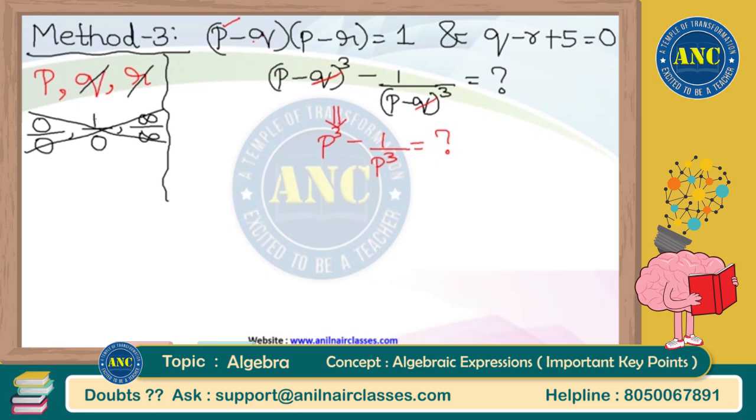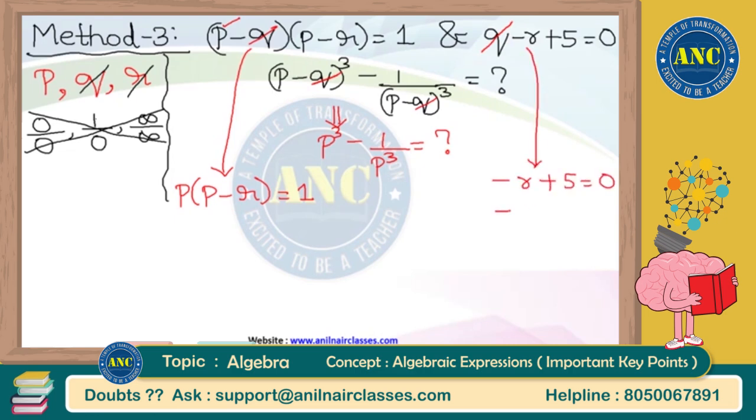And similarly here also q value 0. This equation reduces to p into (p minus r) equal to 1, and here also q value 0, minus r plus 5 equal to 0, which is nothing but r is equal to 5. That means the moment you put q value 0, you also get to know the value of r.